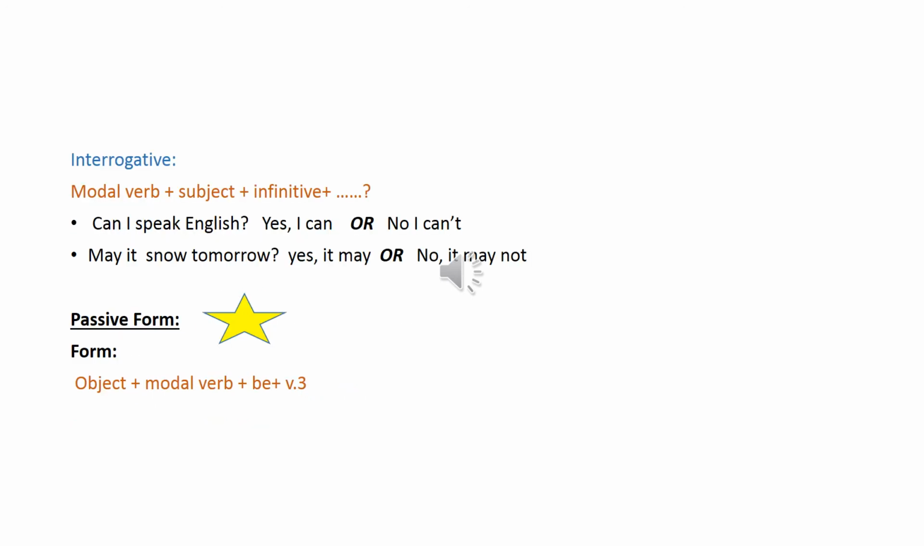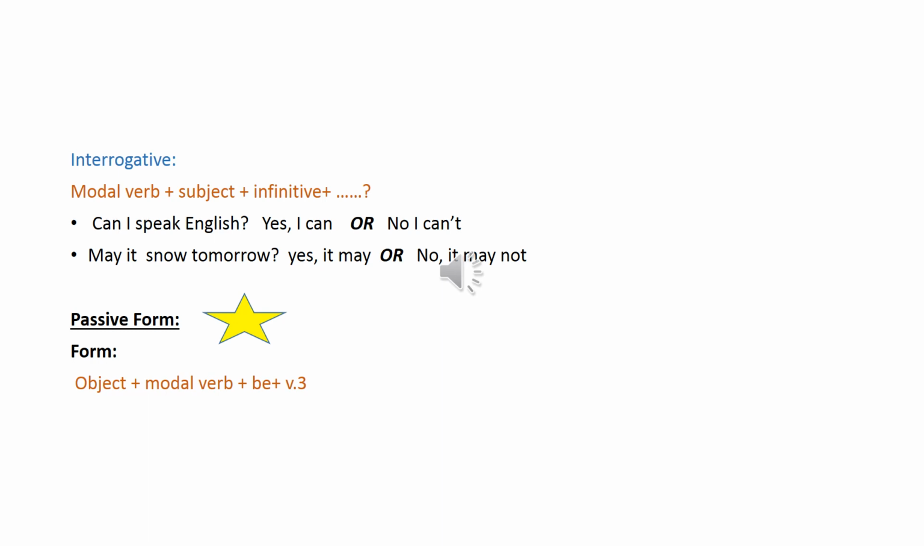Okay, what about the interrogative form? How can I ask a question by using the modal verb? Interrogative form، كيف بقدر أسأل سؤال by using the modal verb. You have to start with the modal verb. You have to put the modal verb at the beginning of the sentence, then the subject, then the infinitive form of the verb, then the rest of the sentence، باقي الجملة.